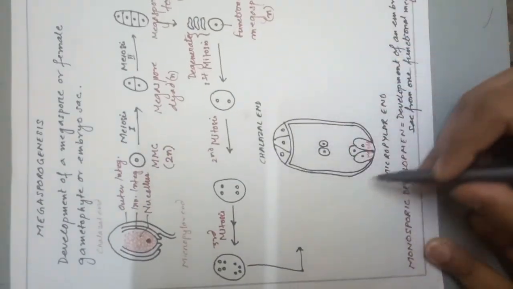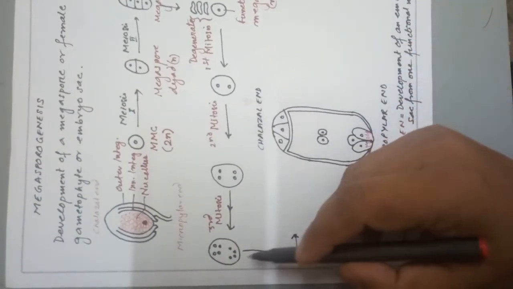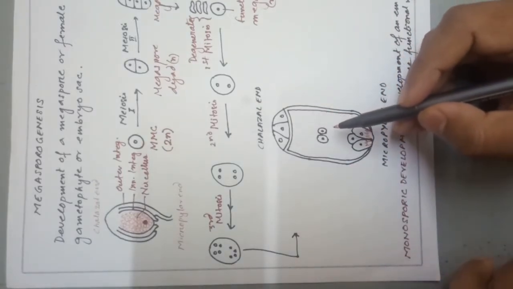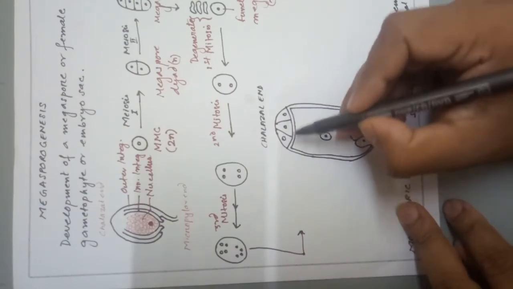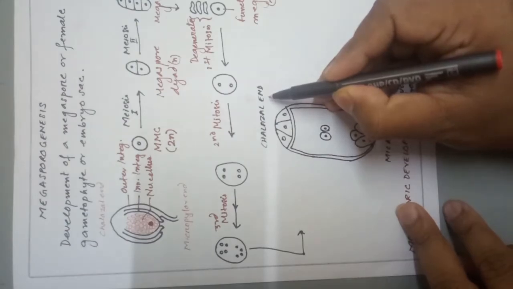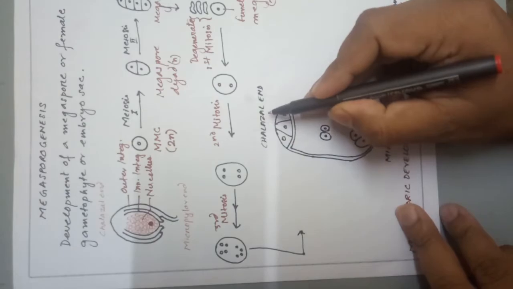So let us see what is the next diagram here. Look students, I have drawn a very big diagram because this is very important. This diagram is often asked in the exam. Now you see students, let us see where these 8 nuclei are arranged. Look here, 1, 2, 3. Out of the 8 nuclei, 3 of the nuclei got arranged at the chalazal end.